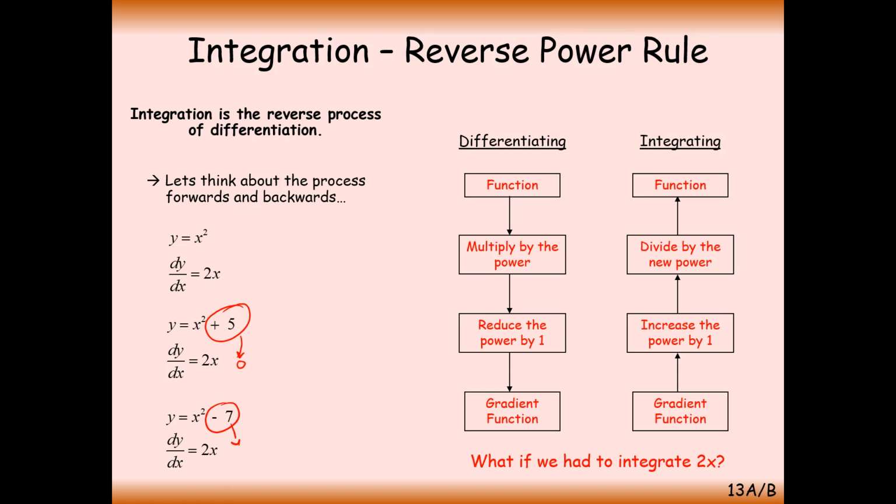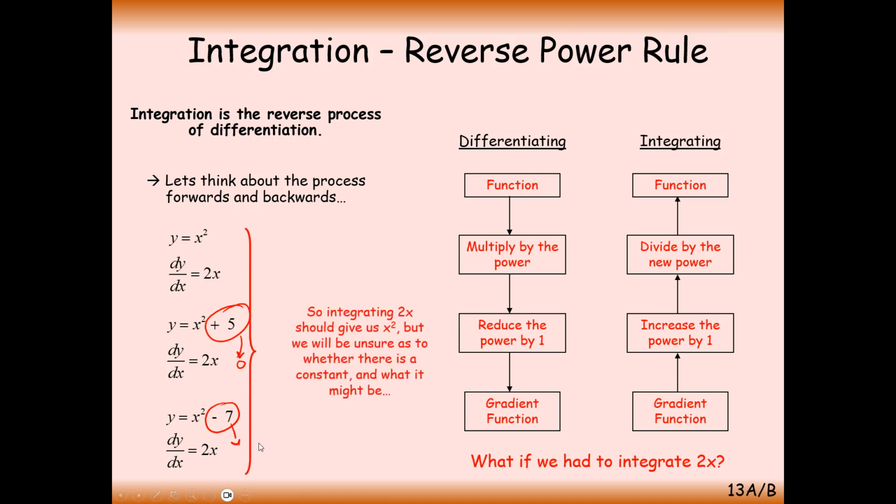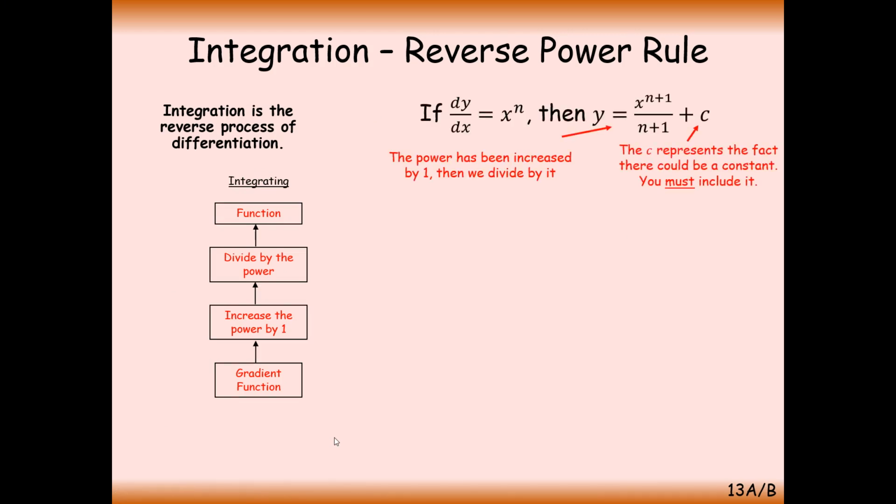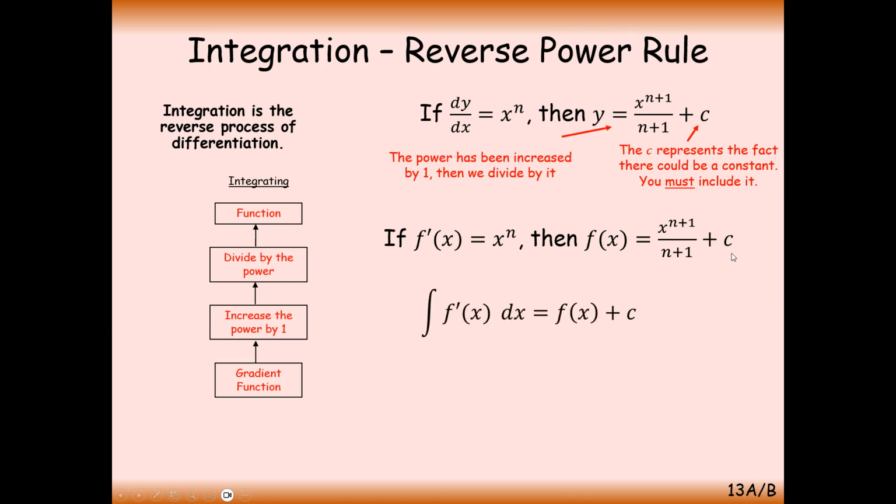All right, and we don't know what it was. Therefore, when you integrate 2x, you end up with x squared plus c. We put a plus c at the end of the answer so that we're just saying that we don't know what that constant was. We can figure it out later if you tell me what the original question was.